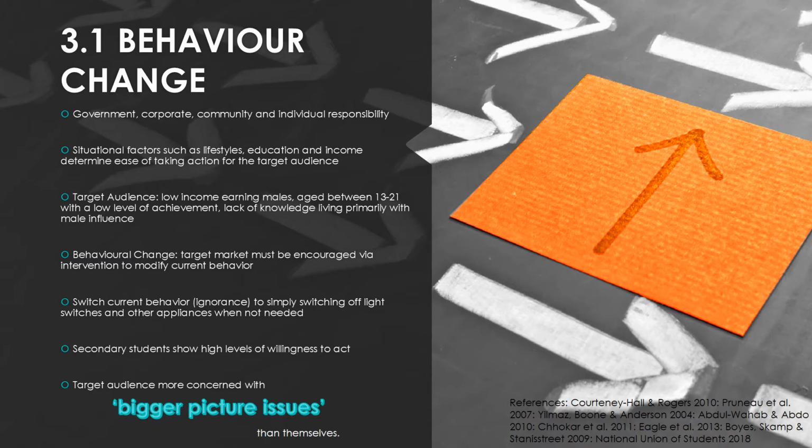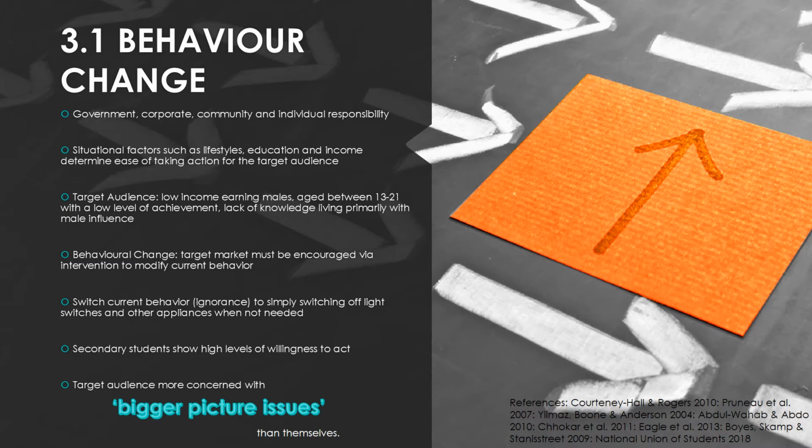Attitudes towards the environment, situational factors such as lifestyles, education, and income all determine the ease of taking action for the target audience. The target audience has been identified as low-income earning or from a low-income family, male, aged between 13 and 21, with a low level of achievement, lack of knowledge, and who are living primarily with male influence. For a behavioural change to occur, the target audience must be encouraged through simple interventions to modify their behaviour, which has the potential to establish a new habit or repeated behaviour.